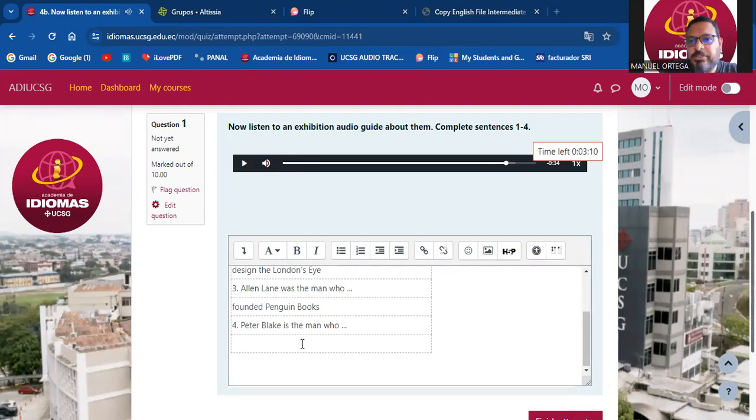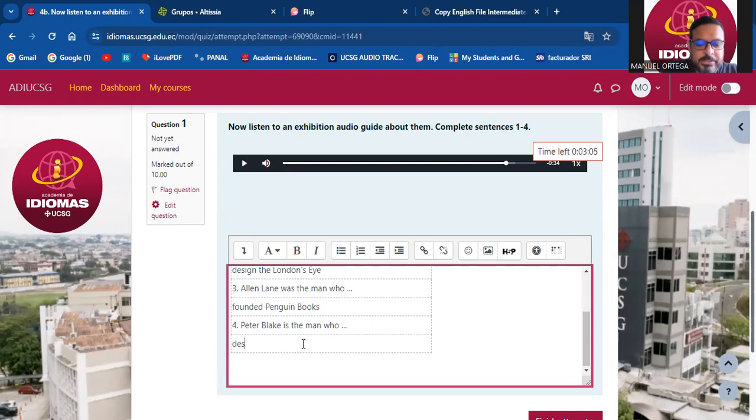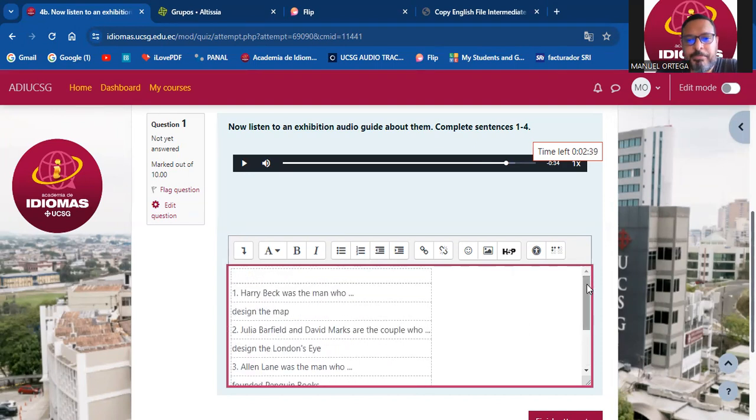Here we have the information to complete the fourth, right? Peter Blake is the man who designed the cover of Sgt. Pepper album. Yep, Sgt. Pepper album, just in case for the Beatles. Okay, so there we have the information to complete this activity.